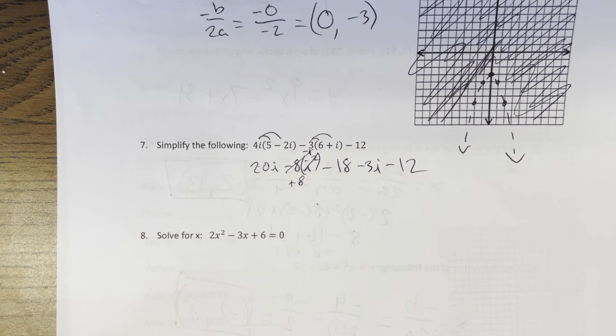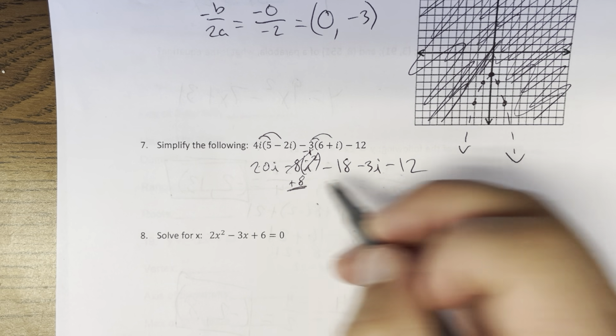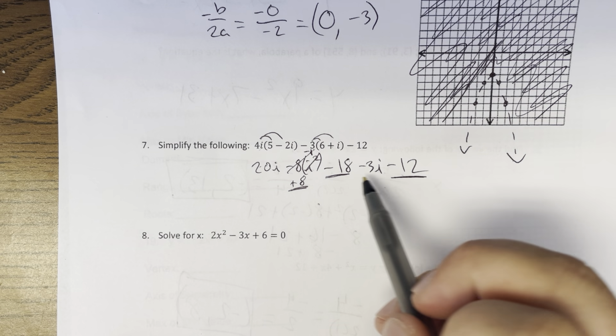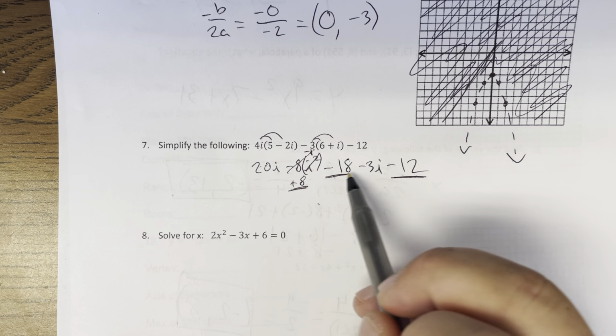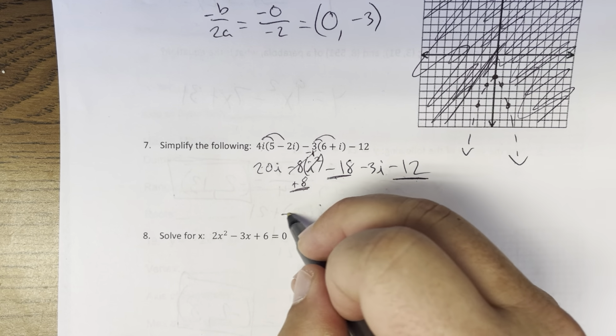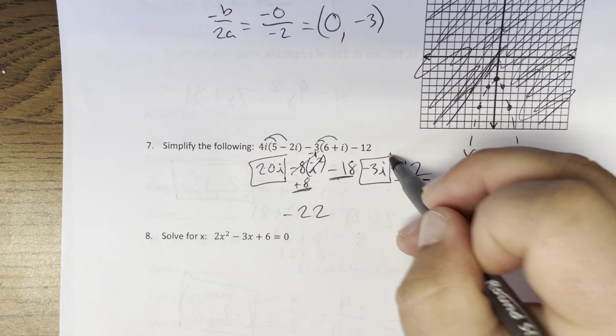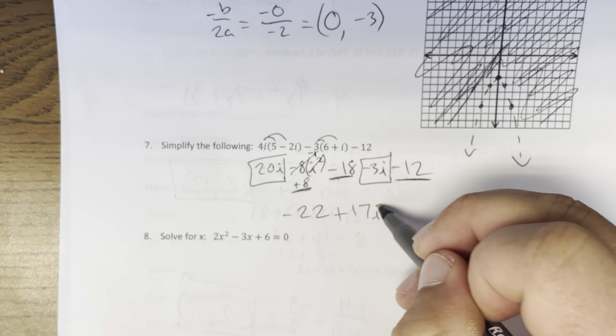And now we'll just combine like terms. So I'll do my numbers first. I've got a positive 8, a negative 18, and a negative 12. I'll do my negatives first. Those two together make negative 30. Plus 8, we get negative 22. And then I've got 20i minus 3i, which is 17i.